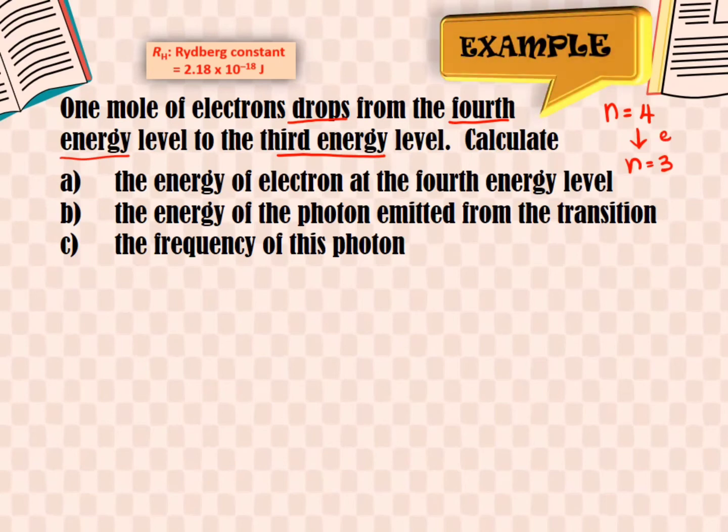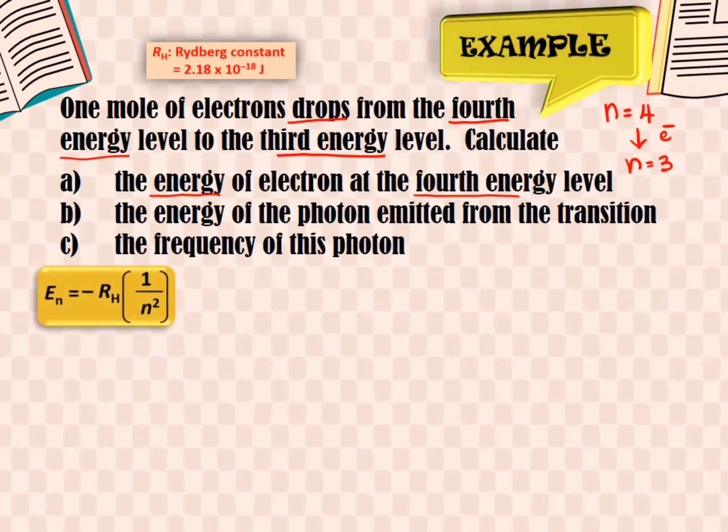So this is the electron. Dia jatuh daripada higher to lower. Higher dia adalah 4, and then the 3rd energy level adalah our ground state. And the first question asks you to calculate the energy of electron at the fourth energy level. Maksudnya semasa elektron tu berada pada higher energy level, which is 4. So, which is the formula that we need to use? What is the formula we need to use here for the first question?